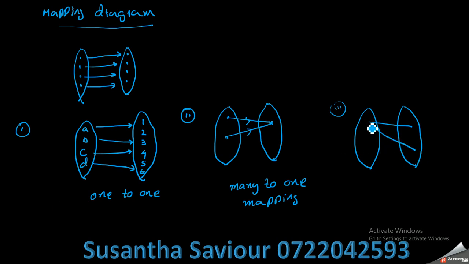This is a one to many mapping. One element goes to more than one element in the range. So this is a one to many. And then finally we get another situation where it is many to many. It's a little chaotic. Many to many, right?